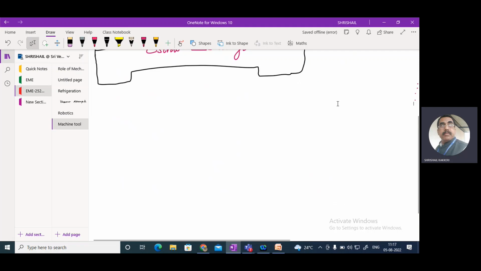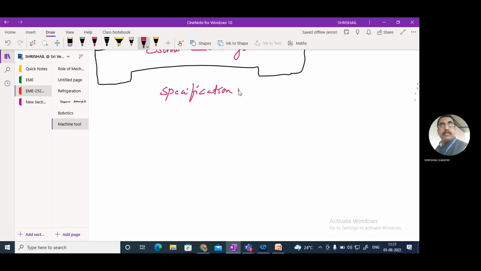We'll have a small discussion about the specification of the lathe. Specification of the lathe is also important for you. Once you have to order, or technically you want to describe the machine, some important configurations you have to state that will be representative of the whole machine. That will be called a specification.